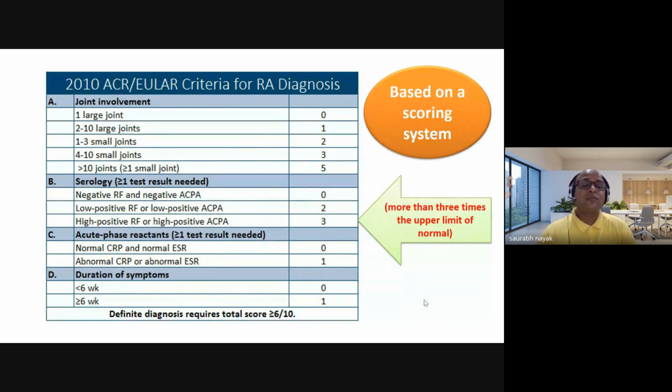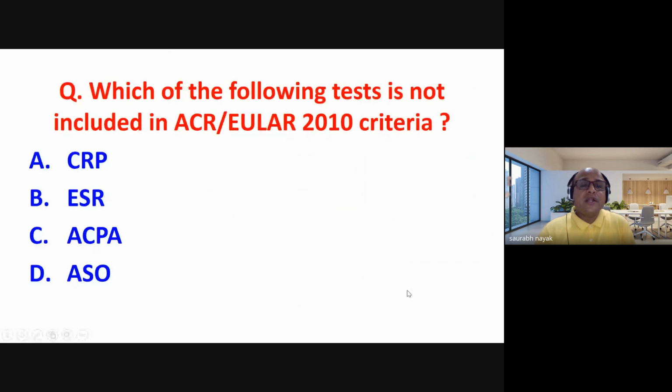Last but not the least, duration of symptoms. If the symptoms are less than 6 weeks duration, the score will be 0. And if the symptoms are more than 6 weeks duration, the score will be 1. For a definite diagnosis of rheumatoid arthritis, it requires a total score of at least 6 or more out of 10. Times and again, we get multiple choice question out of this ACR Eular 2010 criteria during various competitive examinations.